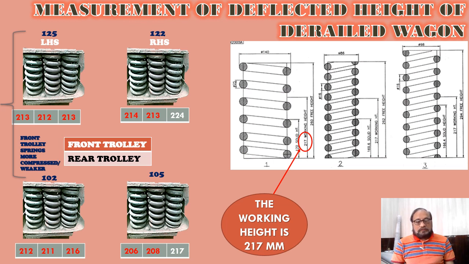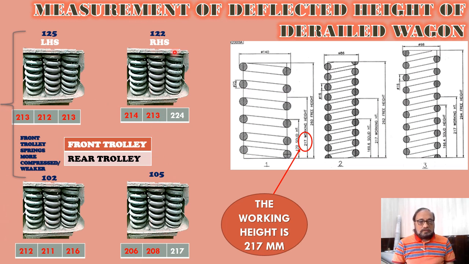Now we will see how this mismatching or non-grouping of springs affects the loading condition. The deflected heights were jointly recorded, and the results are on the screen. The working height permissible is 217 mm, and what we are getting here is only at two coils, which is 217 and 224. All others are less than the required height.